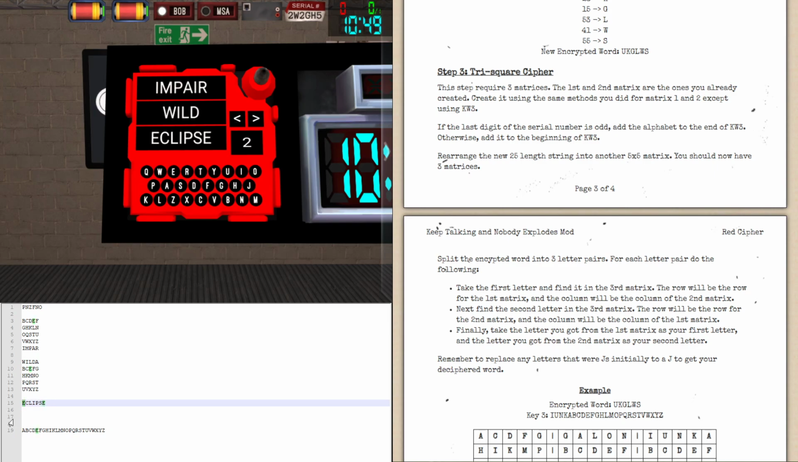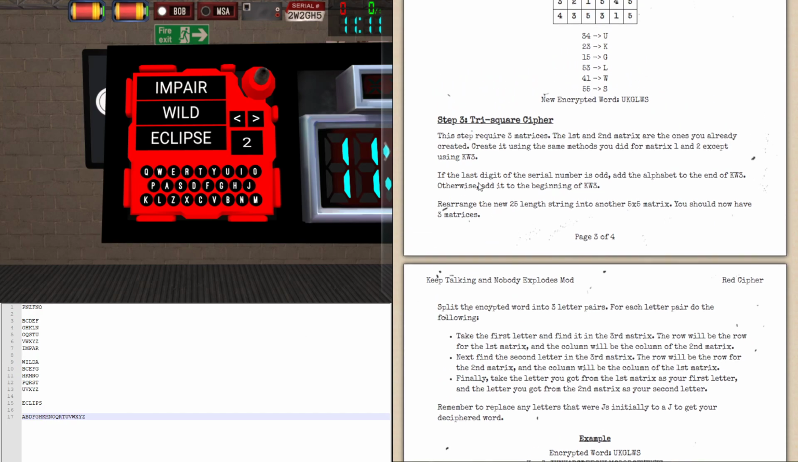We're first going to remove or replace any J's with I's. There's no J's in this. So then we're going to remove any duplicates. There's a duplicate E, so I'm going to remove that. Then we're going to take our alphabet here and remove all occurrences. So E, C, L, I, P, S.